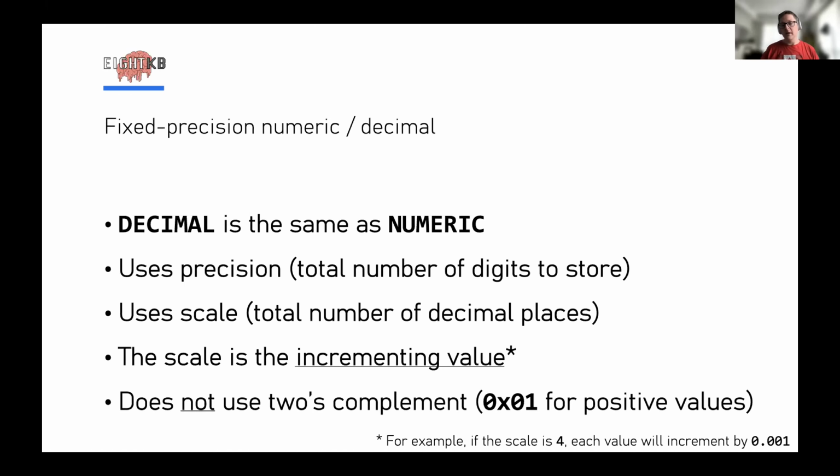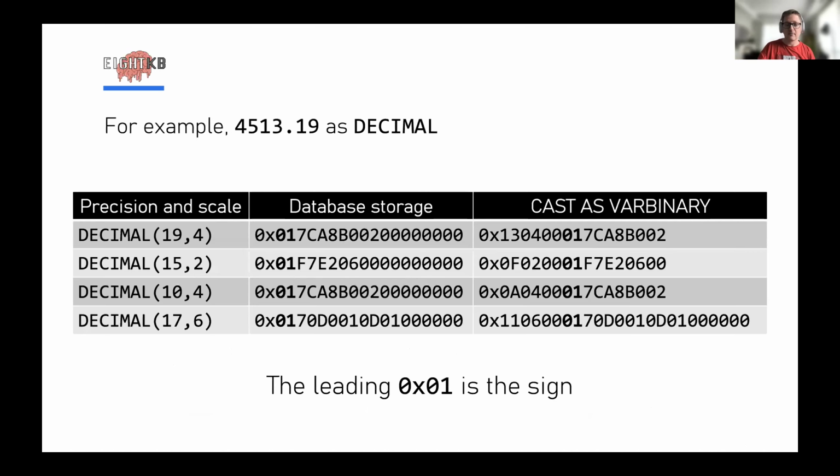It doesn't use 2's complement, because of convenience for programming. It's a lot easier to figure out what's going on if the first byte in this case is the sign. It's just easier. So for the case of decimal and numeric, 0x01 in the binary is used for positive values. I only mention this because in floating points, 0 is used for positive values and 1 is used for negatives. So I hope that isn't confusing. In the case of decimals, though, 1 is used for positive values.